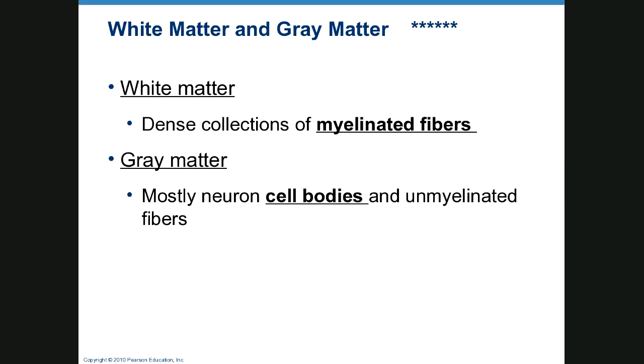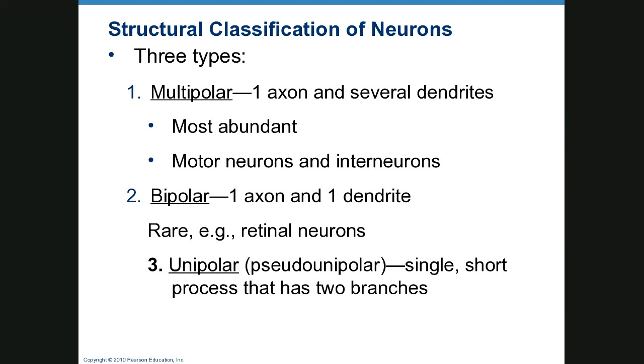Now, white matter is made up of myelinated fibers, myelinated tracts in the central nervous system. In the peripheral nervous system, it's going to be myelinated nerves. Gray matter is nerve cell bodies. This is where the thinking and deciding take place.